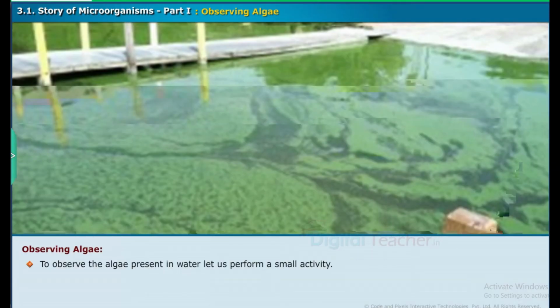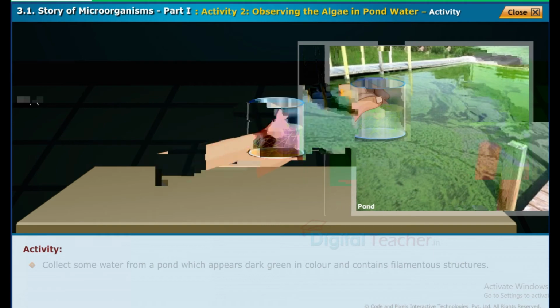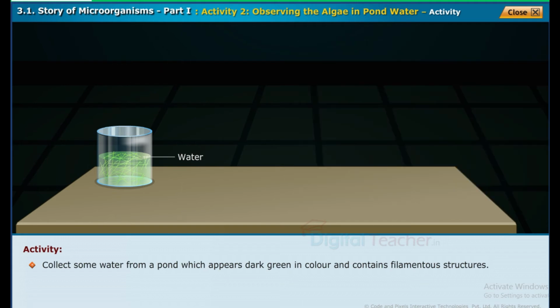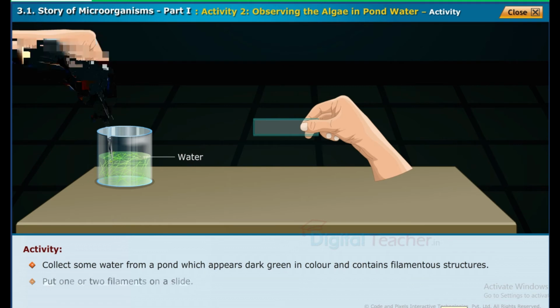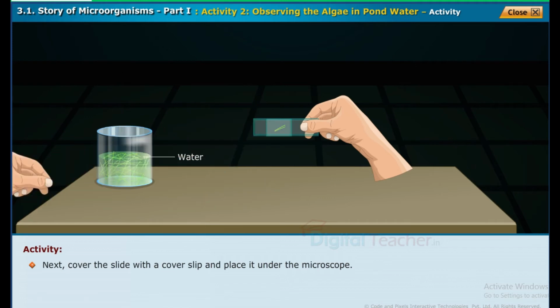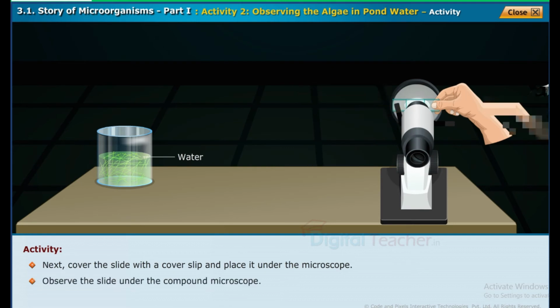To observe the algae present in water, let us perform a small activity. Let us perform an activity to observe algae in pond water. Collect some water from a pond which appears dark green in color and contains filamentous structures. Put 1 or 2 filaments on a slide. Next, cover the slide with a cover slip and place it under the microscope. Observe the slide under the compound microscope.